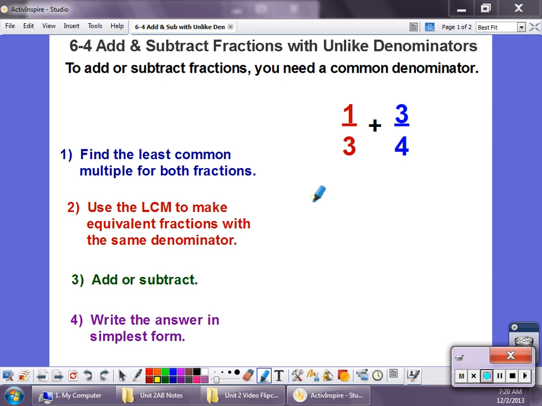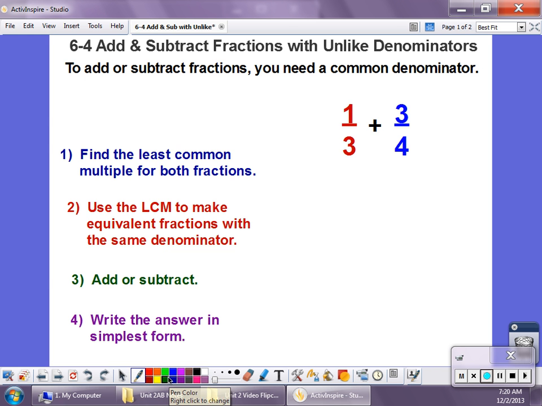In order to add or subtract fractions, you need to have a common denominator. So when you look at your two fractions, if your denominators are different, you have to change them so that they have a common denominator. And the way we do this is by using the least common denominator of the two fractions.